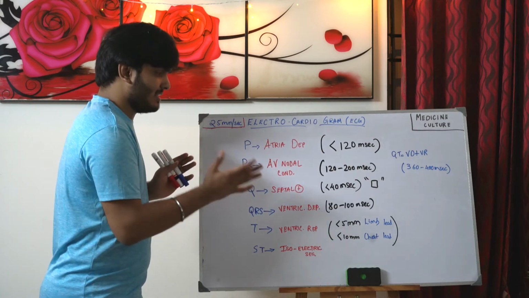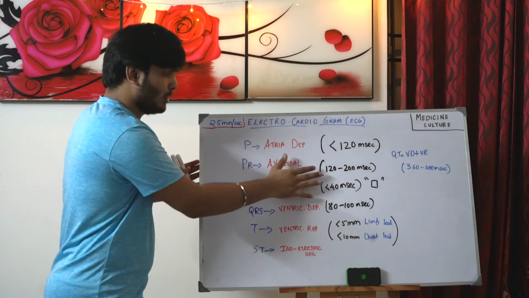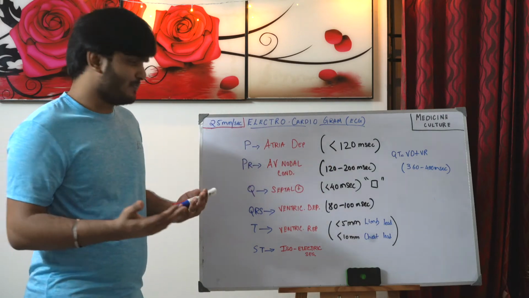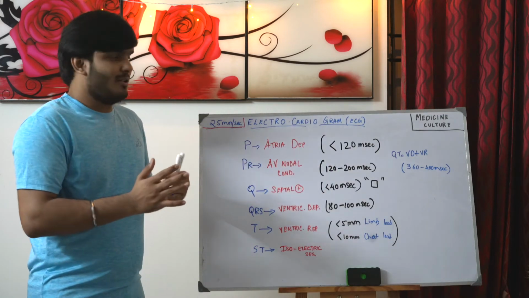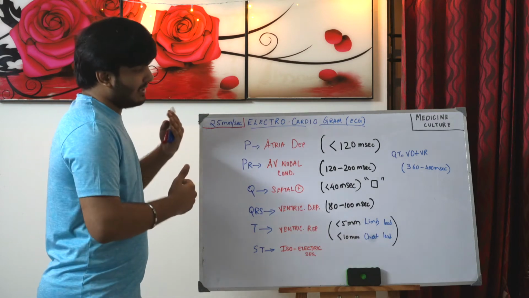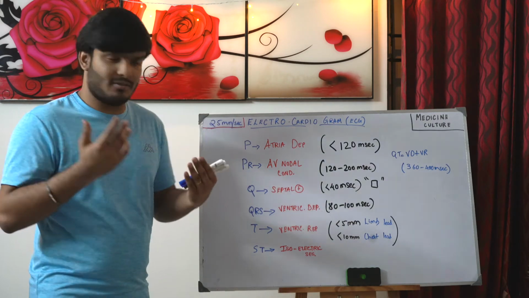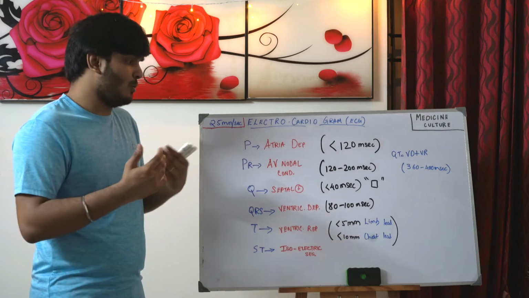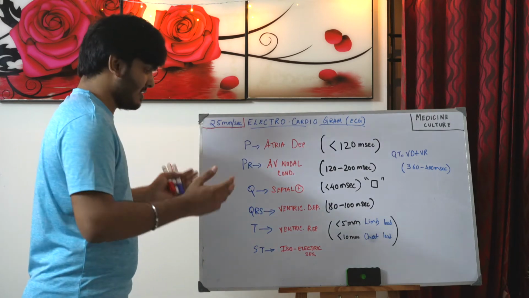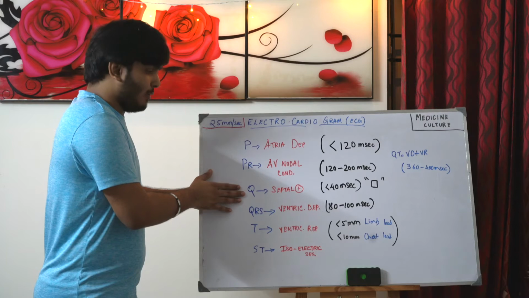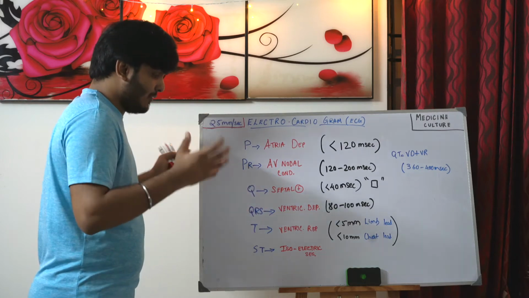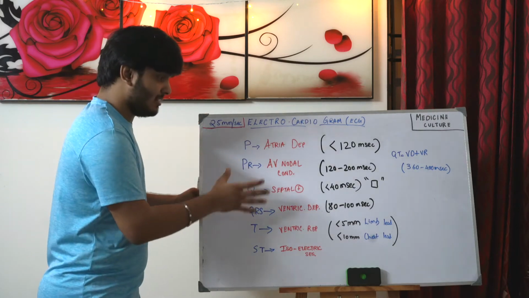For this AV nodal conduction, the PR interval should be between 120 and 200 milliseconds. I am just giving the normal values. In another video I will explain what happens when these change, when it's high or low, what the cause is, what the disease is, etc. Now coming to the Q wave, it's septal activation. By the way, the Q wave is a negative wave.